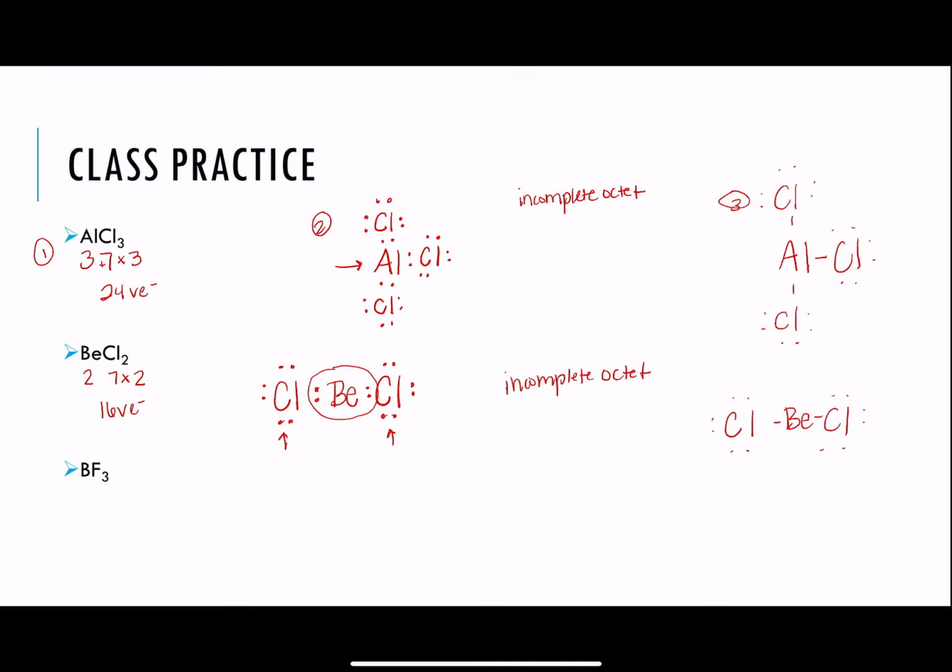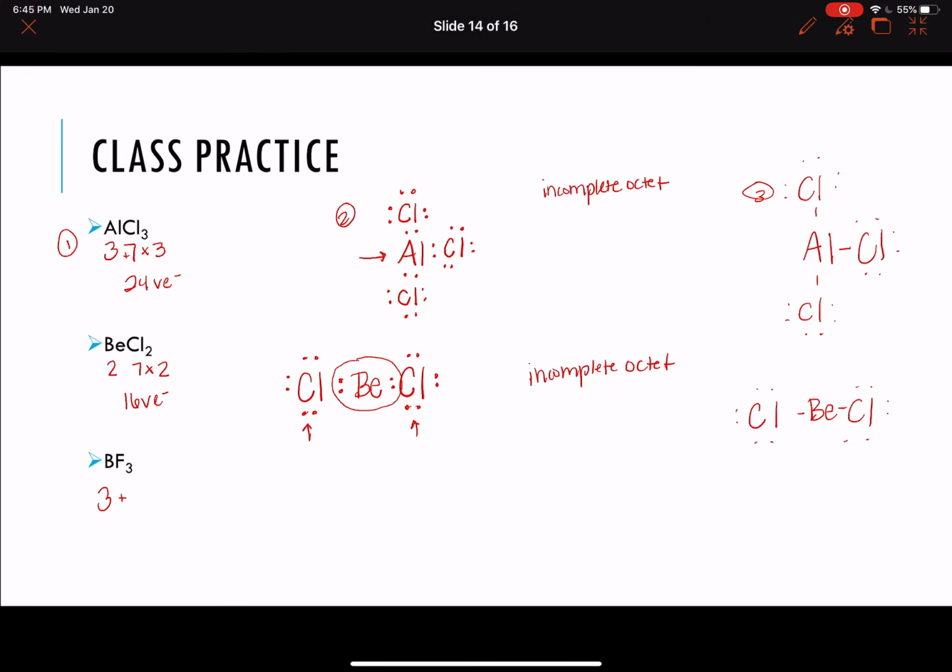Let's look at one more with boron trifluoride, okay? Boron trifluoride. So boron is going to have 3, and then fluorine is going to have 7 times 3, so that's 21, and then plus 3 is 24, okay? So it's going to look pretty similar to the first one that we just did. Our boron's going to be in the middle. Our fluorines are going to be all the way around.